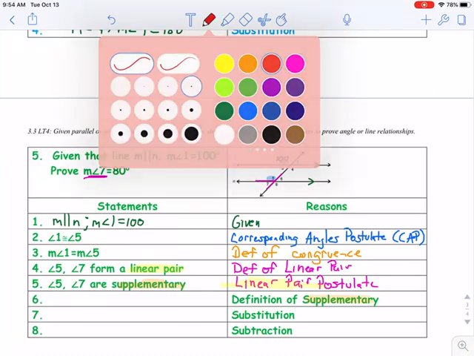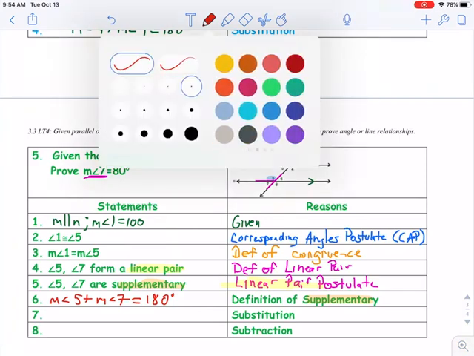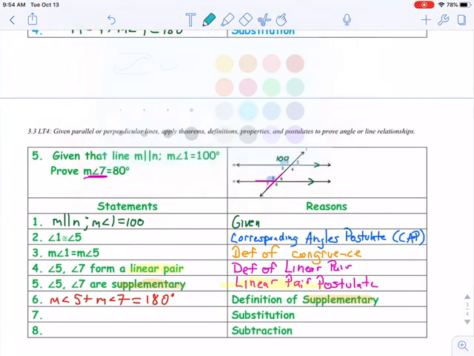All right, so for this one, all I'm going to say is the measure of angle 5 plus the measure of angle 7 equals 180 degrees. All right, and some massive substitution going on right now. Massive, incredibly massive. You can't get much more massive than this substitution.